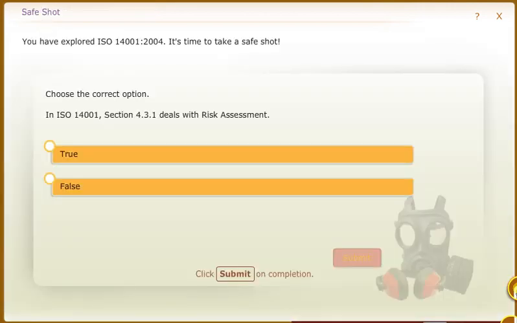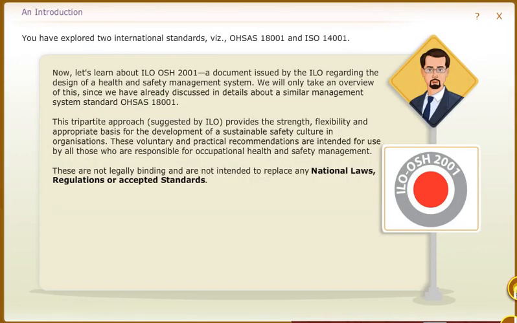You have explored ISO 14001-2004. It's time to take a safe shot. Choose the correct option. In ISO 14001, Section 4.3.1 deals with risk assessment. You have explored two international standards, namely OHSAS 18001 and ISO 14001. Now, let's learn about ILO-OSH 2001, a document issued by the ILO regarding the design of a health and safety management system. We will only take an overview of this since we have already discussed in detail a similar management system standard, OHSAS 18001.